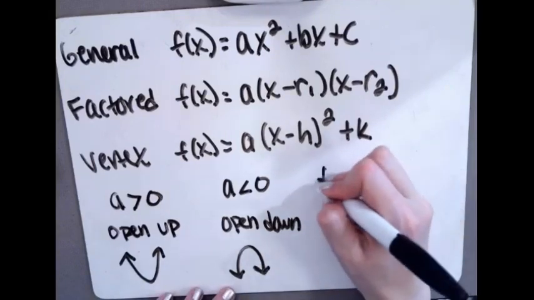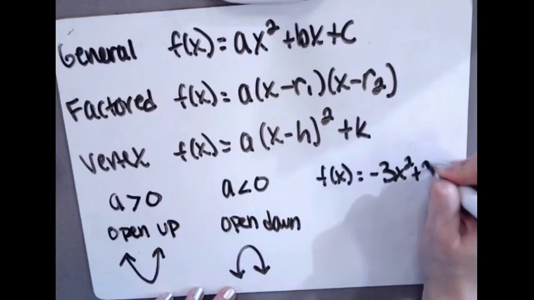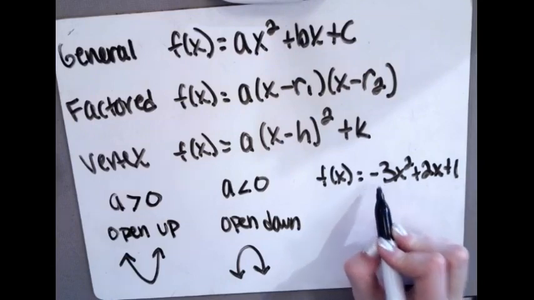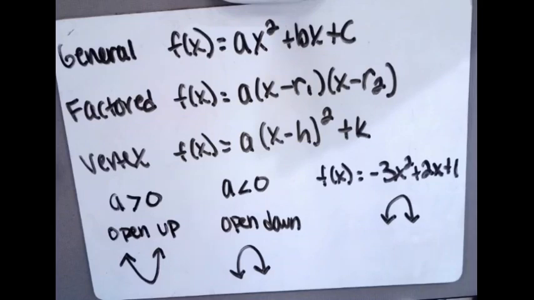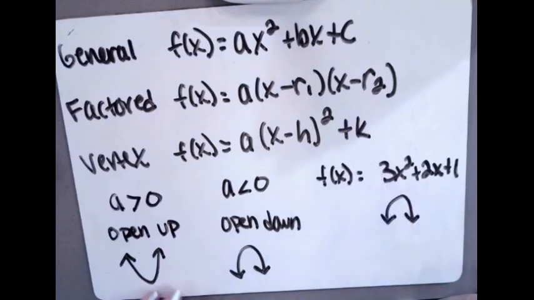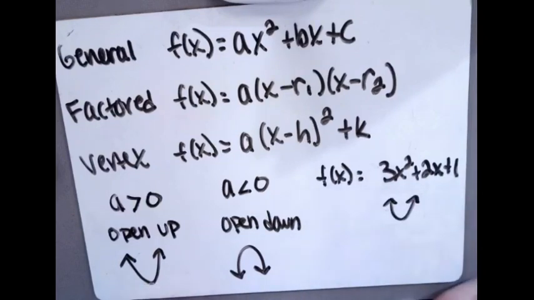So for example, if I have a function f of x equals negative 3x squared plus 2x plus something, just by looking at that negative 3, I can tell that this function is going to open down like a rainbow. But if the function had a positive 3 here, then that would mean that the graph opens up like a U. Let's see how we can use these forms of equations to match up equations and graphs.